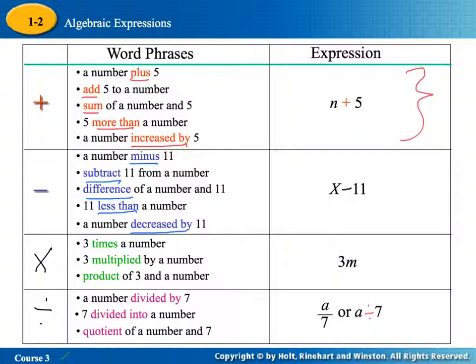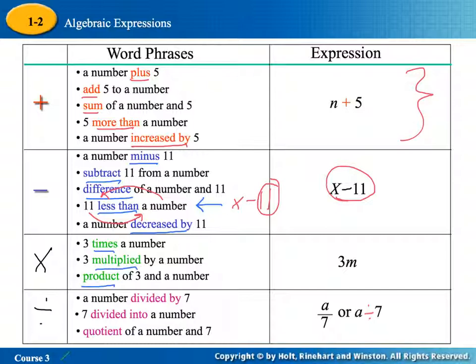Notice when you look at the fourth bullet point, less than, be careful. I'm asking you 11 is less than a number. Notice in my example, I'm actually talking about x minus 11. My 11 and my x are flipped around in my actual answer. So when I put 11 is less than a number, I'm talking about x minus 11. Notice 11 comes second in the algebraic expression, but in the word phrase, it comes first. So be careful on that. All right. Multiplication, you see a few words being times, multiplied, and product.